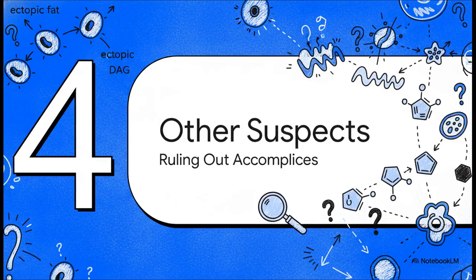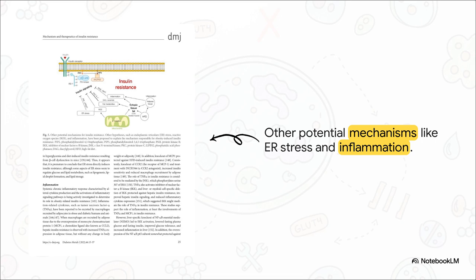Section 4. Other suspects and theories, ruling out the accomplices. So DAG is definitely our prime suspect. But, in the scientific community, we always have to ask, what about the other usual suspects we're always hearing about? For years, researchers have dug into other potential pathways for insulin resistance. Things like endoplasmic reticulum, or ER stress, reactive oxygen species, also known as ROS, and chronic systemic inflammation driven by macrophages in the fat tissue.